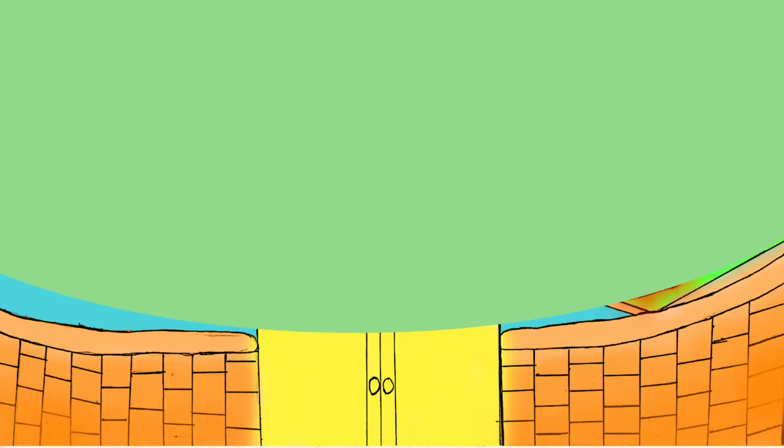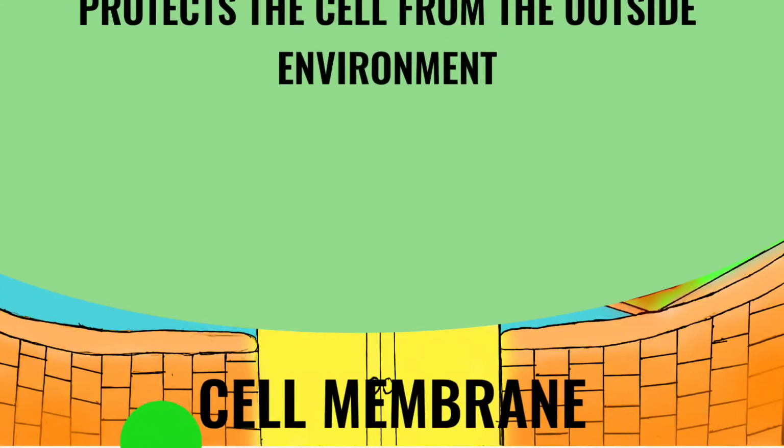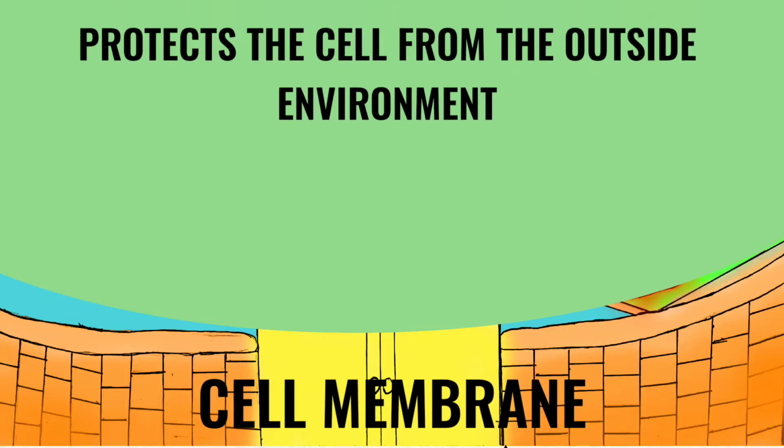First on our list is the cell membrane, or the wall and gate. The cell membrane is a biological membrane that protects the cell from its surroundings by separating the interior of all cells from the outside environment.